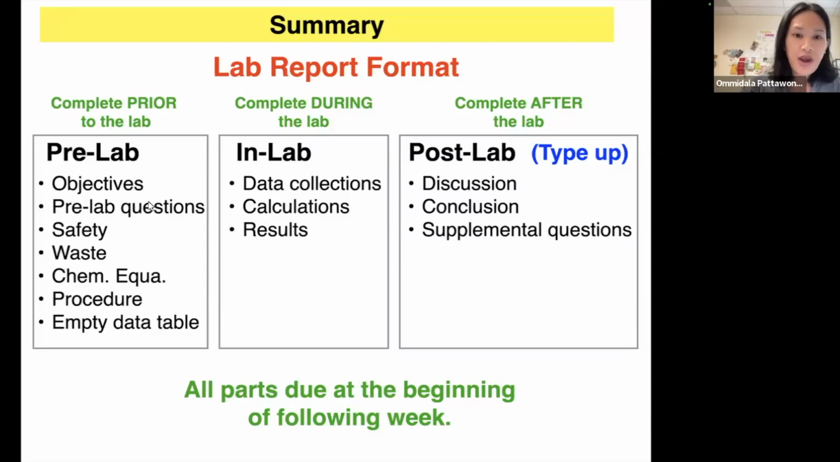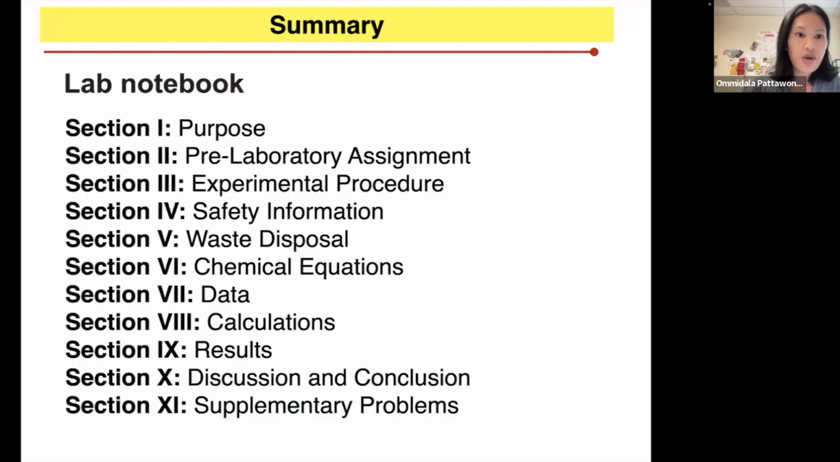Next, I'm going to break this down into each section. Here is what your lab notebook will be composed of. There will be sections 1 to 11. When I grade your lab report, I'm going to grade based on all of these sections. So you should check the rubric ahead of time to make sure that you have all of these sections, so that way you earn as many points as possible.